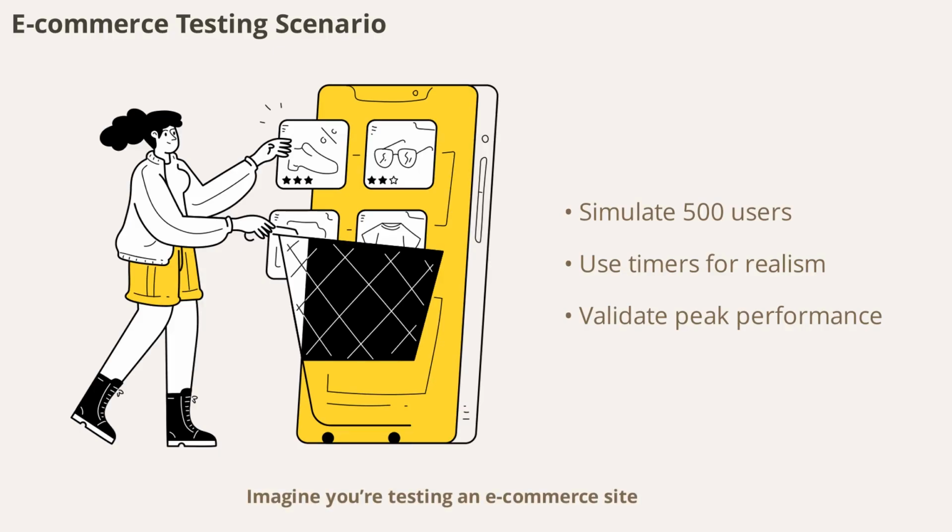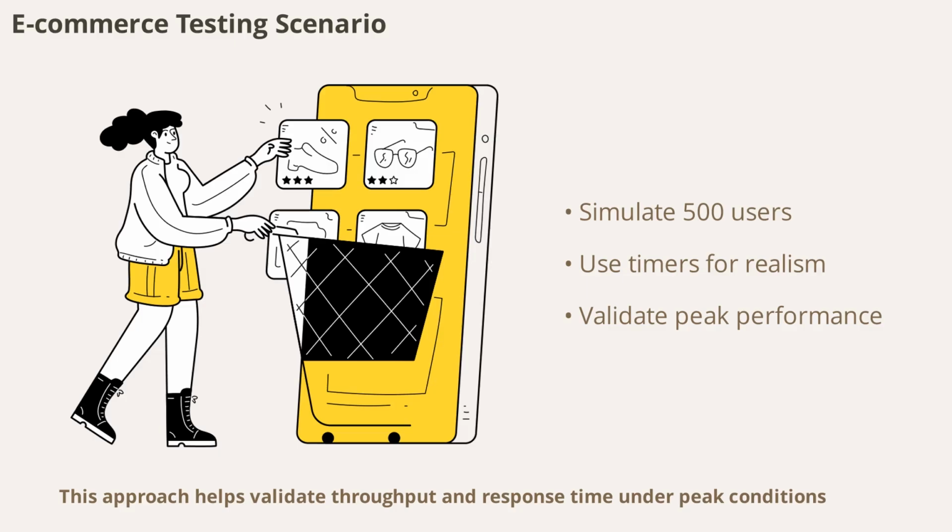Imagine you're testing an e-commerce site. You can simulate 500 users browsing products, adding items to their carts, and checking out. By using timers to introduce think times and random CSV data for user actions, you create a realistic load. This approach helps validate throughput and response time under peak conditions, ensuring your site can handle real-world traffic.